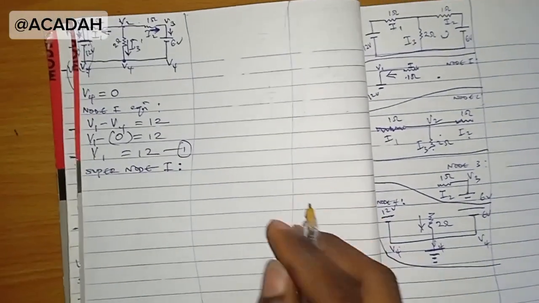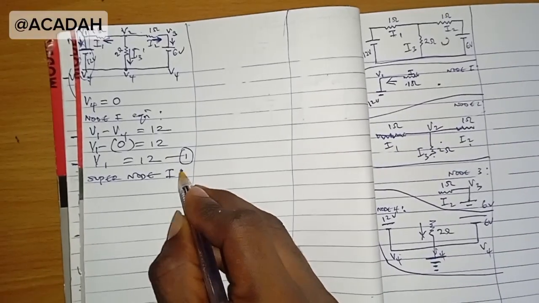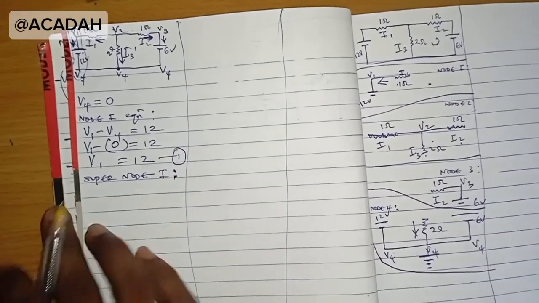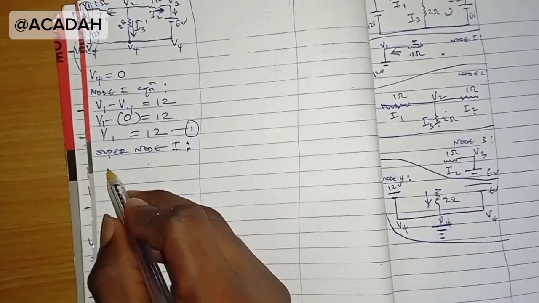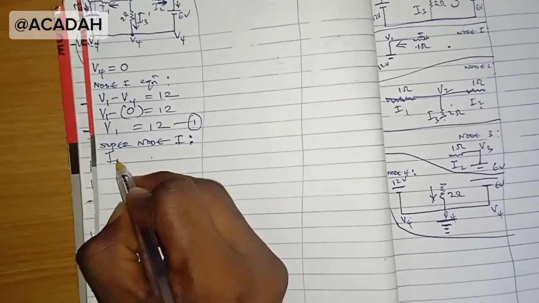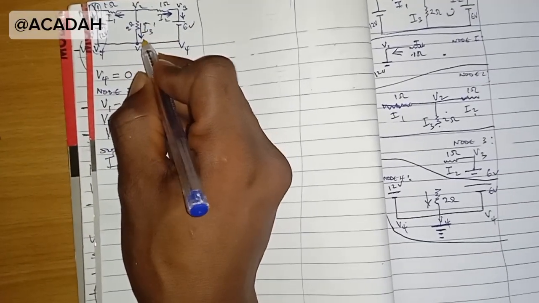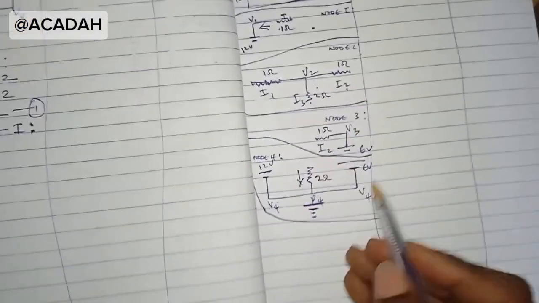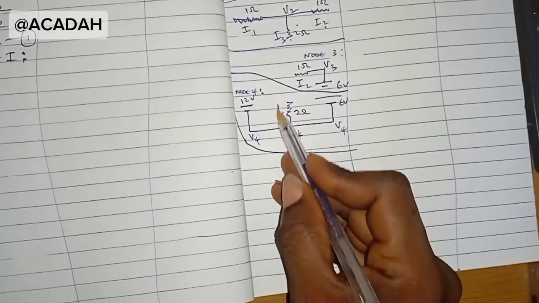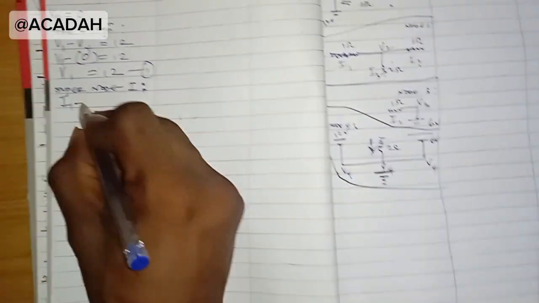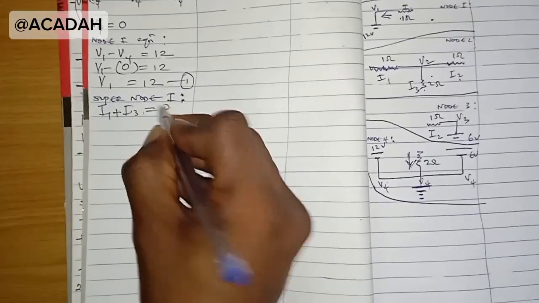So I always advise you to find all the equations before solving, that is, before trying to get an answer. So I have super node 1. I1 is entering node 1. I3 is entering node 2. Notice that this, node 4, sorry, this is the only current we have for node 4. So I1 plus I3 equals 0.